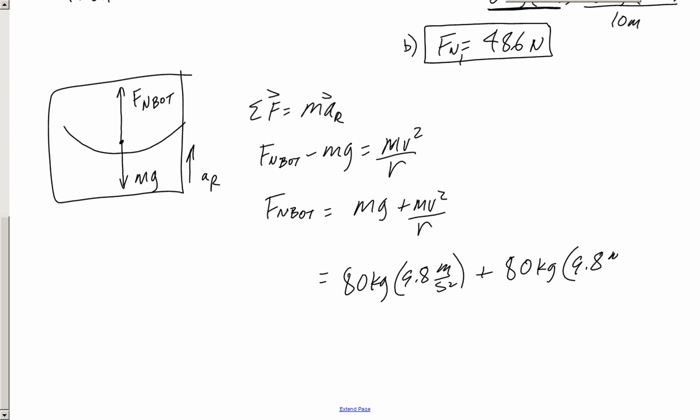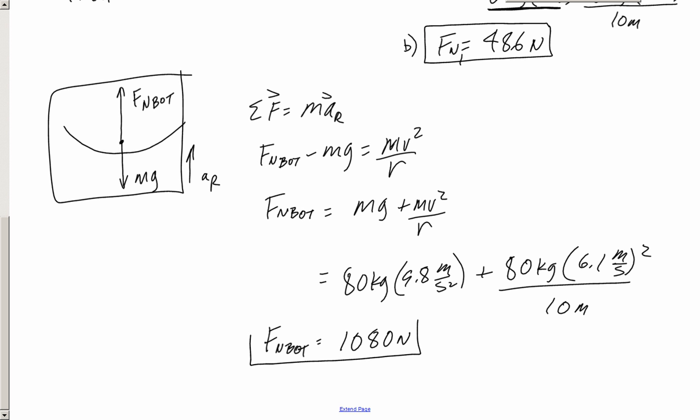Plugging in our values, 80 kilograms times 9.8 meters per second squared plus 80 kilograms times, oh, that's not right. We want the velocity. The velocity of 6.1 meters per second quantity squared over the radius of 10 meters. Get your calculators and see what you get. Okay, well I got 1080 newtons, and again that makes sense.